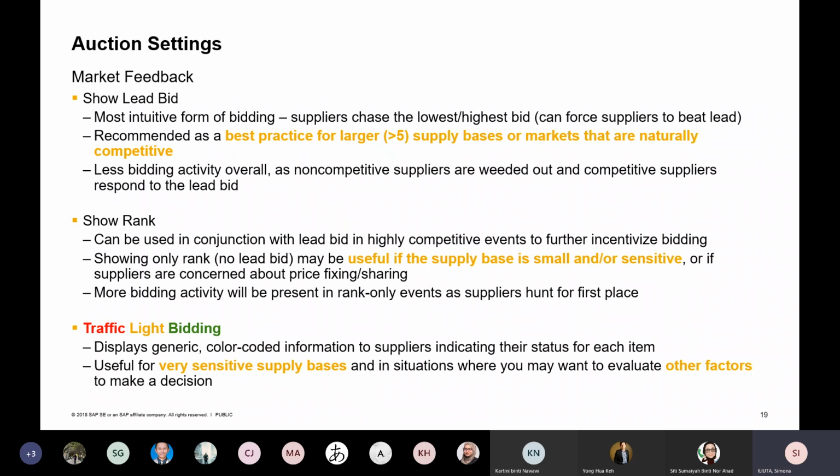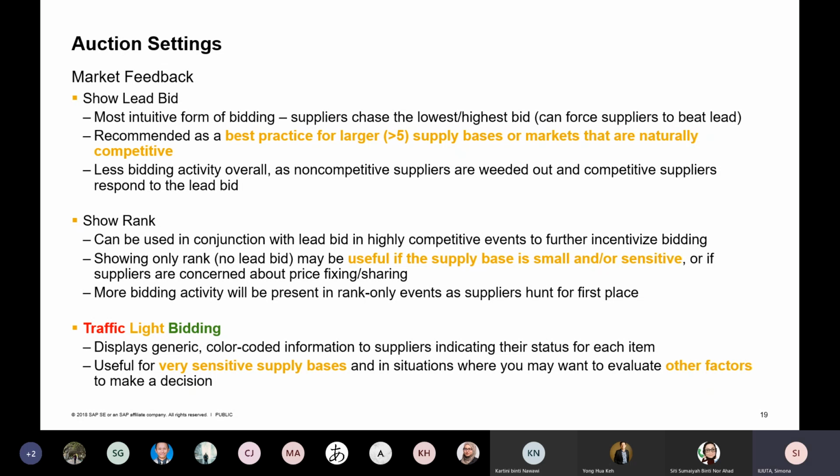But once again, everything that you decide in here will depend on 3 elements: the number of suppliers that you have, the awarding criteria, how many suppliers you want to award, 1 or 2 suppliers, and the difference between the supplier bids from the RFP. This is what will tell you what type of market feedback you are going to show.